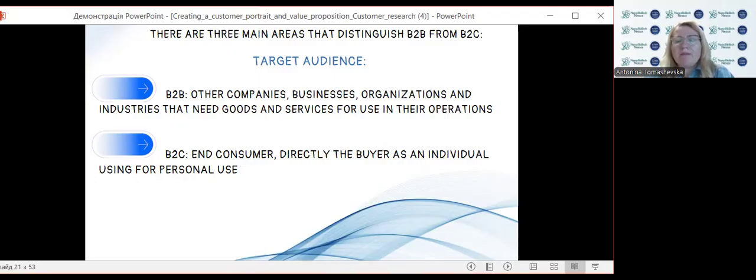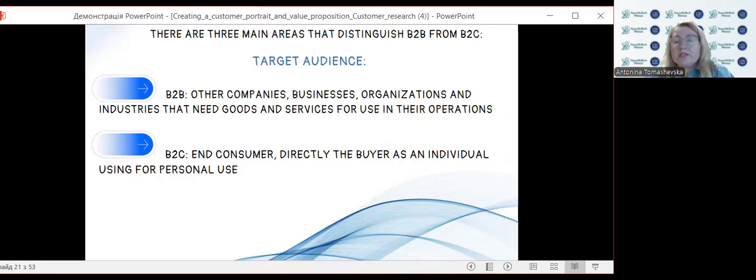Key features by market type. B2B: focus on long-term relationships and partnership. Decisions are made collectively, by several people in the company. Sales are more complex and take longer. Strong emphasis on expertise, price, quality, and service.